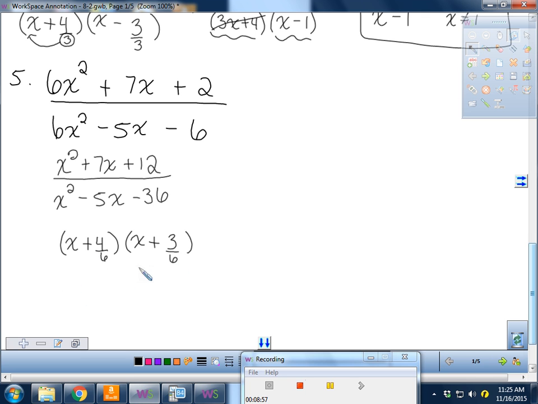All right, that reduces. 4 over 6 will reduce to 2 over 3. So the 3 will move to the front. 3 over 6 reduces to 1/2. So the 2 will move to the front.